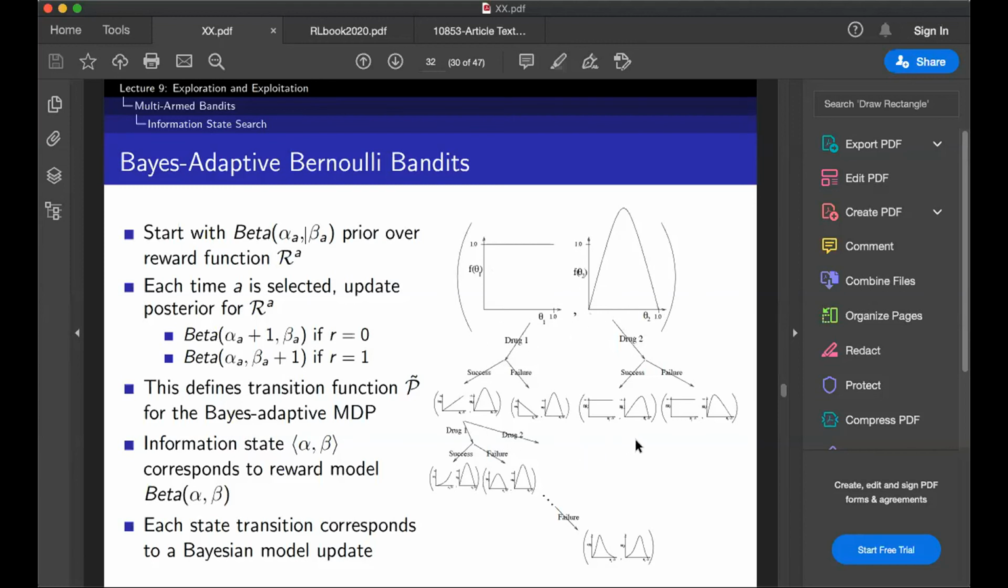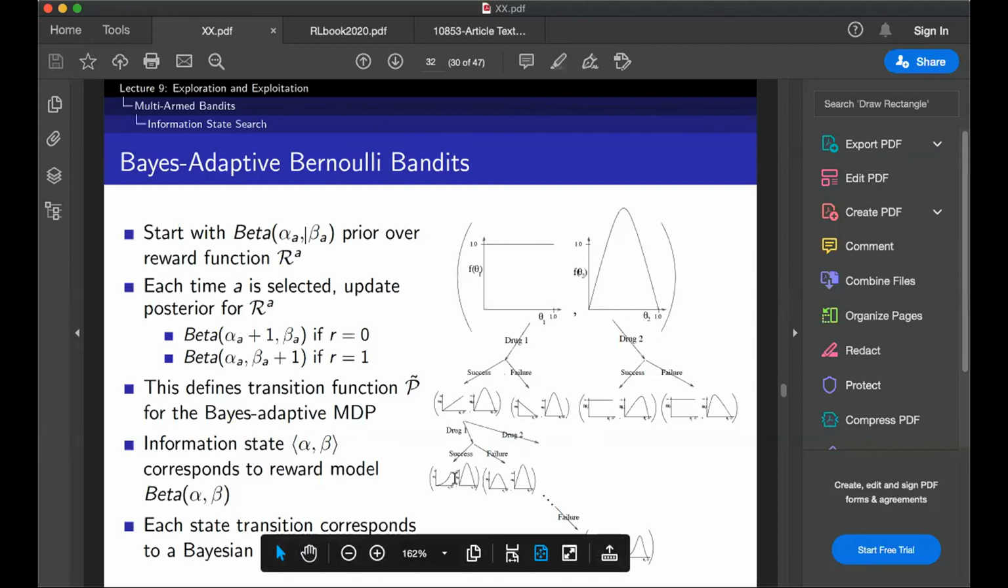You build this tree up where, when I give drug 1 to patient 1, if it was a success or a failure, I will update my distributions, my prior, I get a posterior, and then the new distribution would look like this in case of success, and like this in case of failure. And then again for patient 2, I'll take an action, maybe drug 1, maybe drug 2. If I do drug 1 again and get 2 consecutive successes, then my distribution is going to look like this.